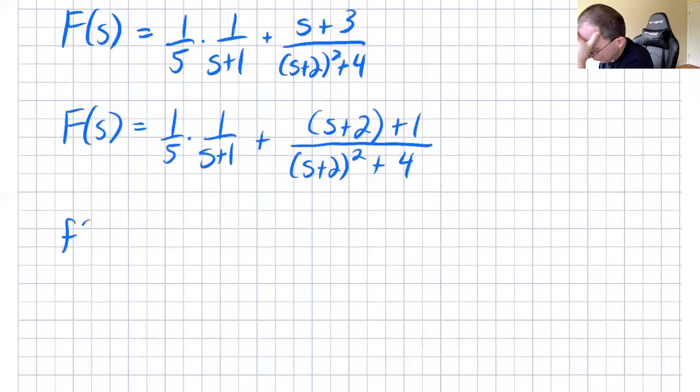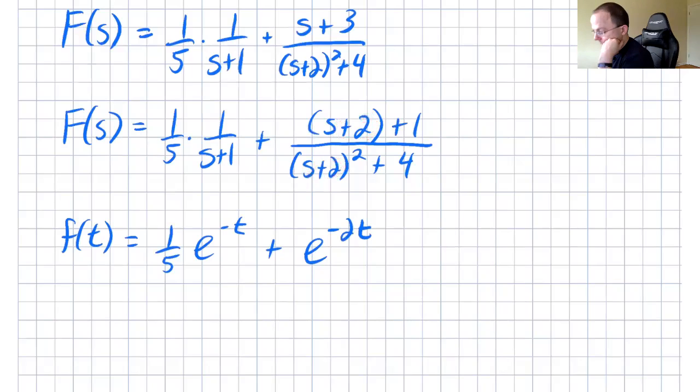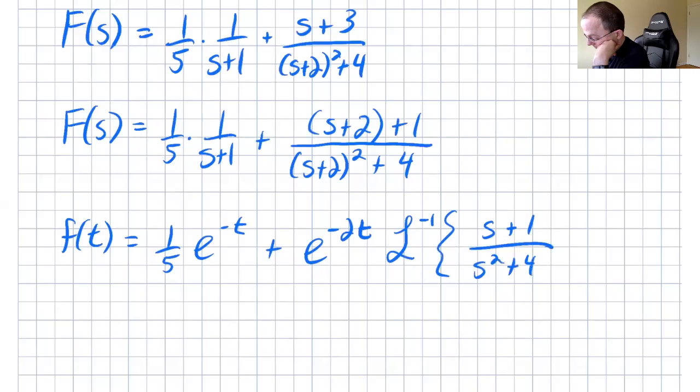Okay, so then f of t is going to be 1 over 5 e to the minus t, and then plus, we're going to factor out the e to the minus 2t because it's plus 2. So we're actually doing s minus minus 2. So that's why I get it. I factor out an e to the minus 2t, and then that's multiplied by the inverse Laplace transform of (s plus 1) over (s squared plus 4).